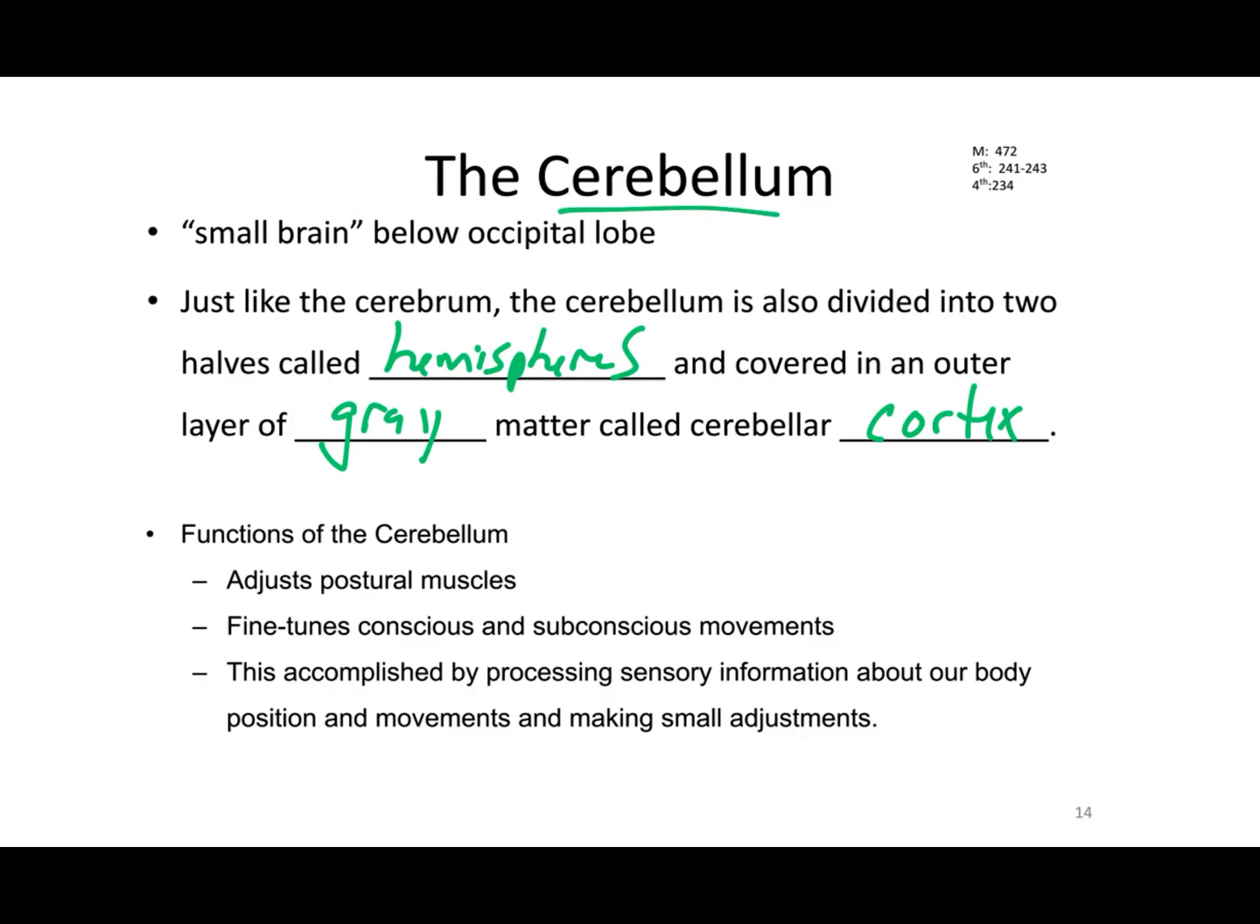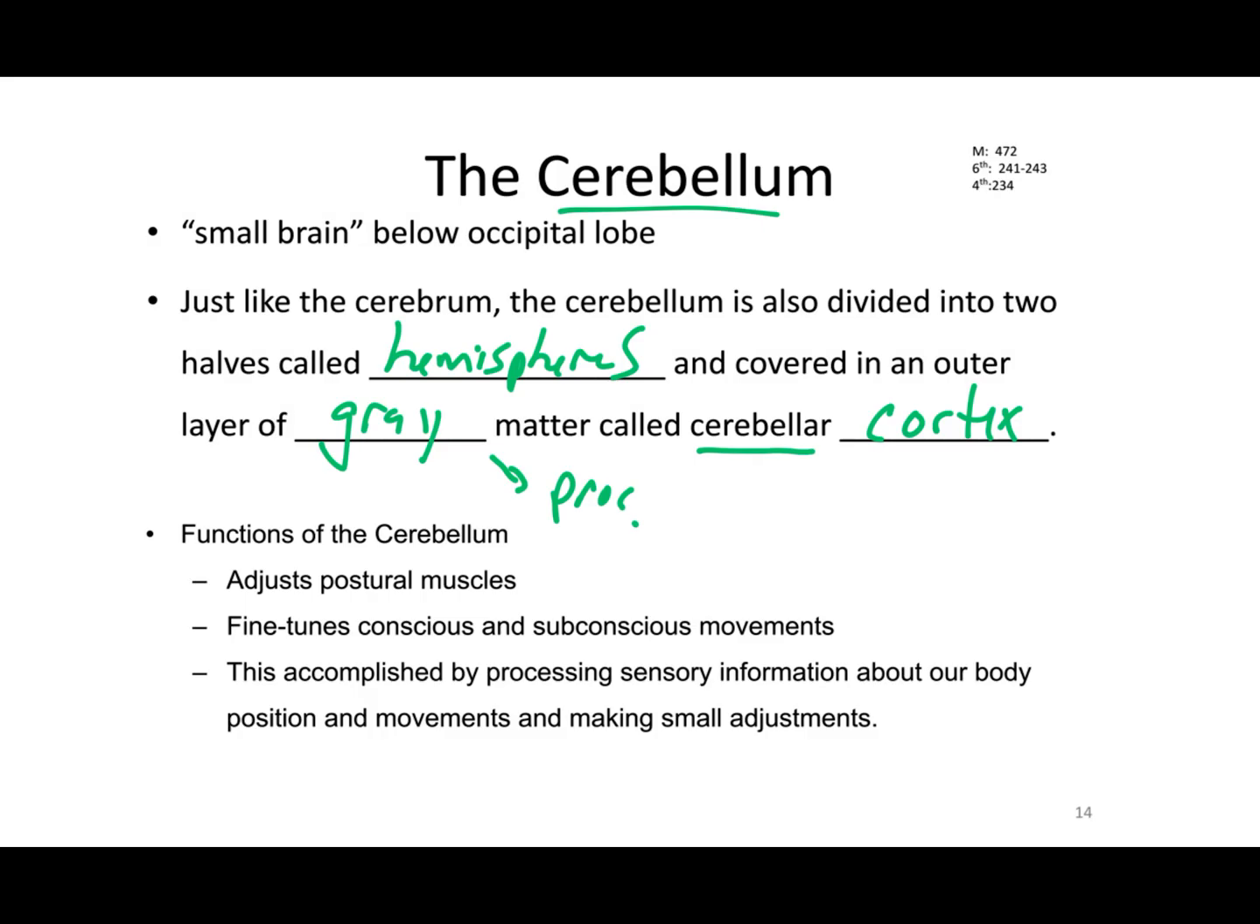So the cerebellum is often referred to as the small brain below the occipital lobe. It's divided into two halves called hemispheres. Just like we had cerebral hemispheres, we now have cerebellar hemispheres. It's got gray matter on the outside. Again, gray matter for processing, right? So anytime you have gray matter, you want to think processing. And then that gray matter is referred to as the cerebellar cortex versus the cerebral cortex, right?